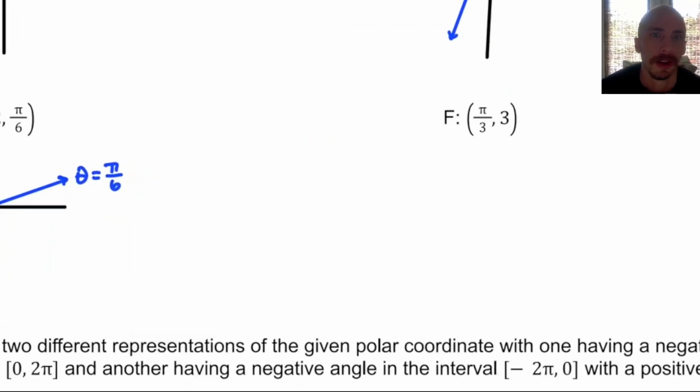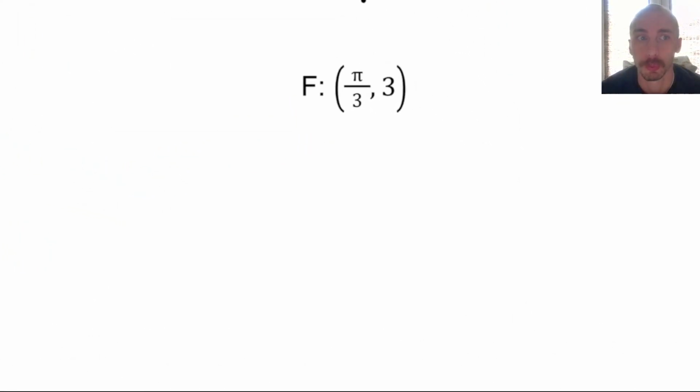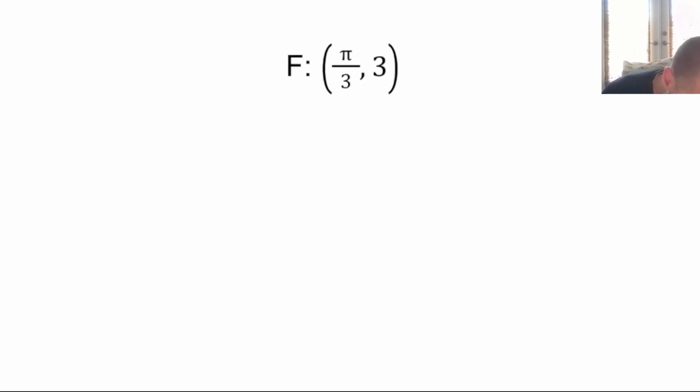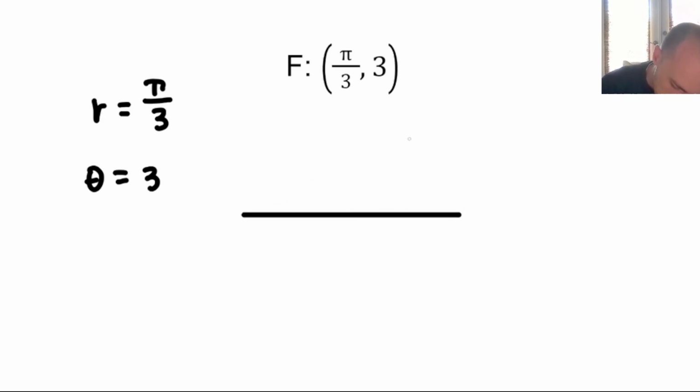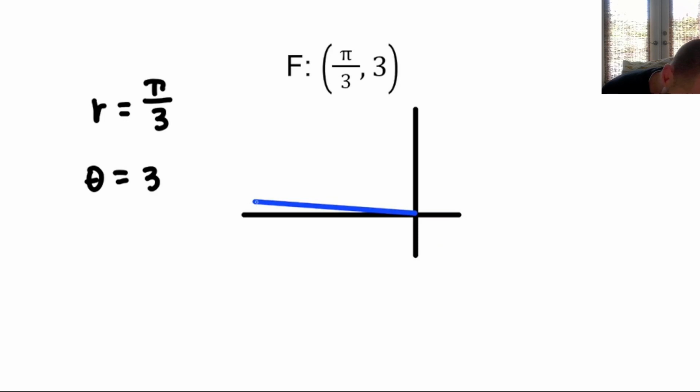For F, r equals pi over 3 and theta equals 3. I was waiting for one of these. That's what we have to be careful about. Pi over 3 units from the origin along the ray theta equals 3. That's theta equals 3 radians. That's a little bit short of pi because pi is 3.14 radians. So that means 3 radians is going to be probably about like that.